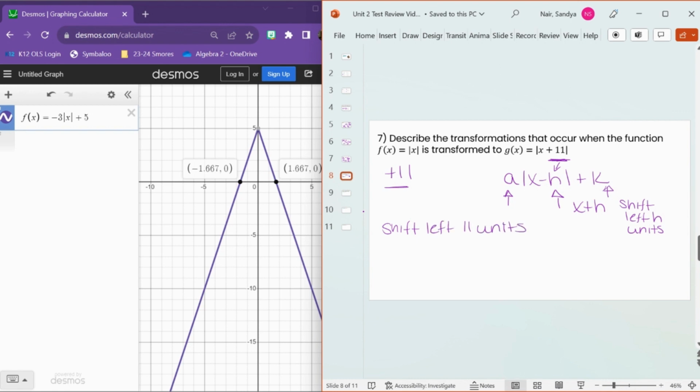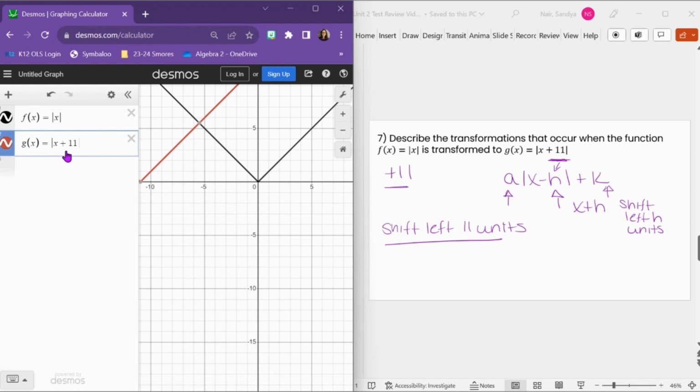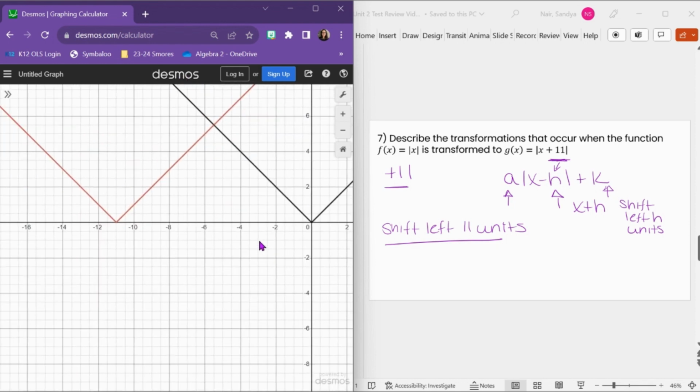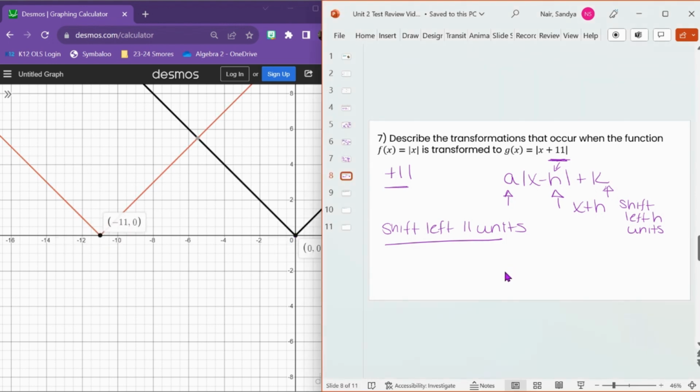And I want you to realize on these transformations questions, you can always use Desmos to double check your work. In fact, I strongly encourage you to use Desmos because if I type this in, I have f of x equals the absolute value of x, right? That's my parent function. If I type in g of x equals the absolute value of x plus 11, you see I get a very nice visual of how my graph has changed. And if you're confused on the left or right thing, you can see here, it's very clear that it does move left 11 units, right? You can tell by looking at the location of the vertex.